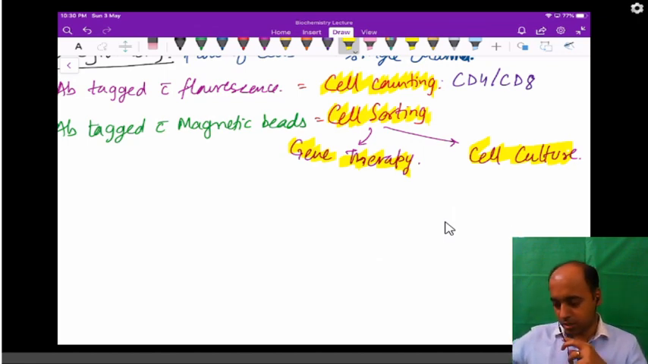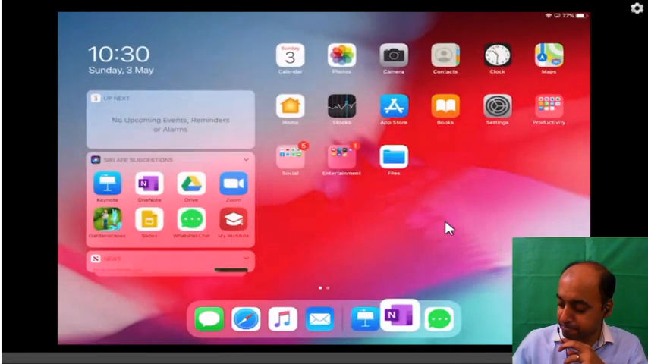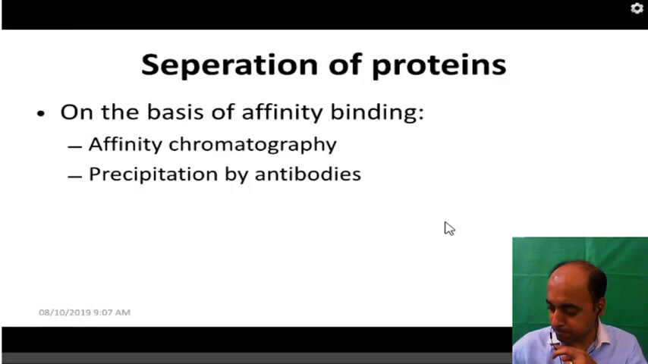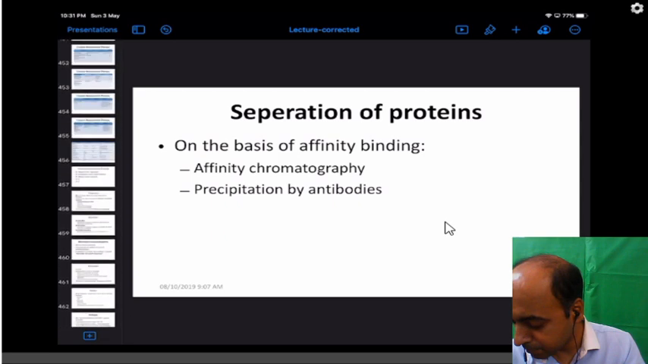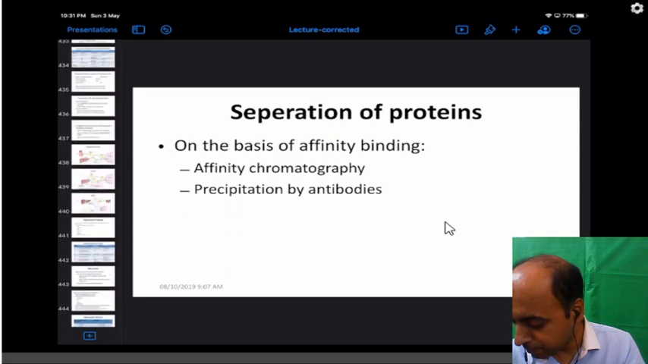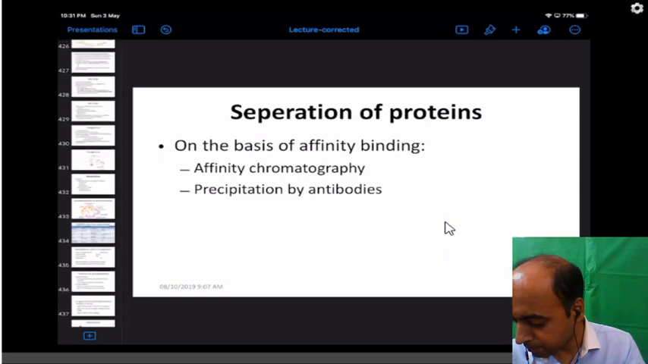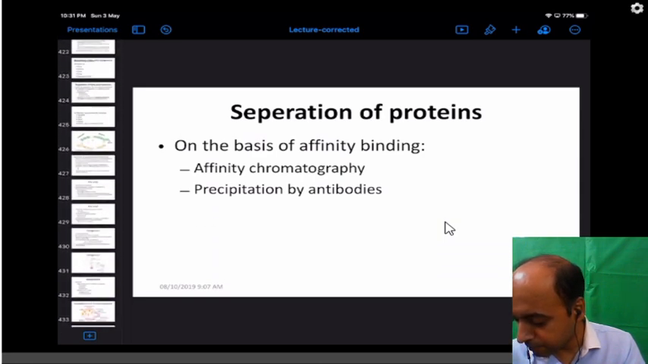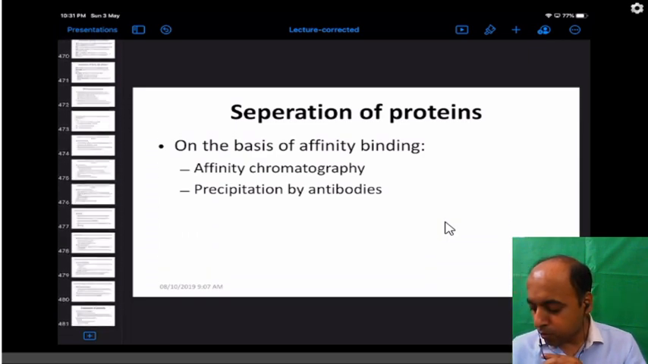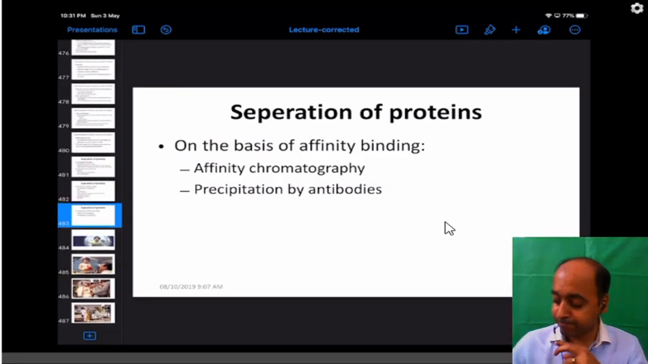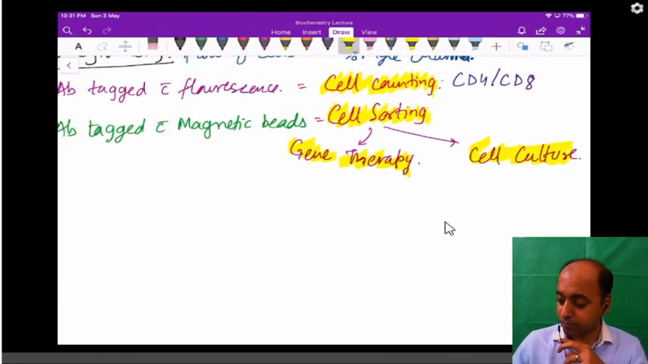Iron. Okay, let me see. We have the slide for iron. Okay, we will do the iron.